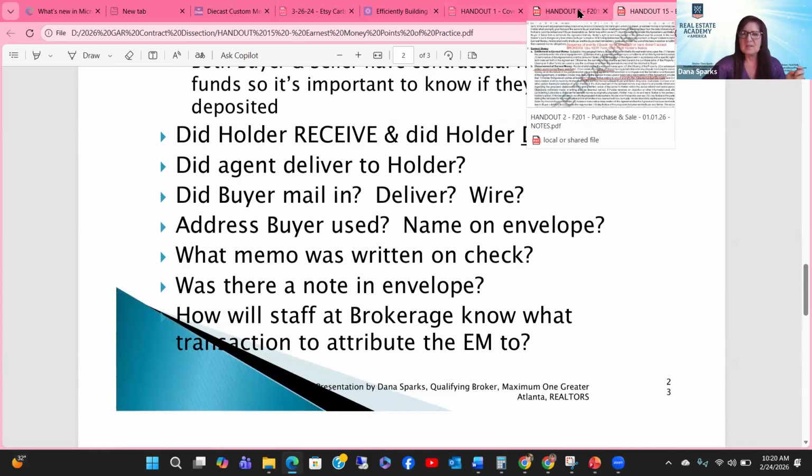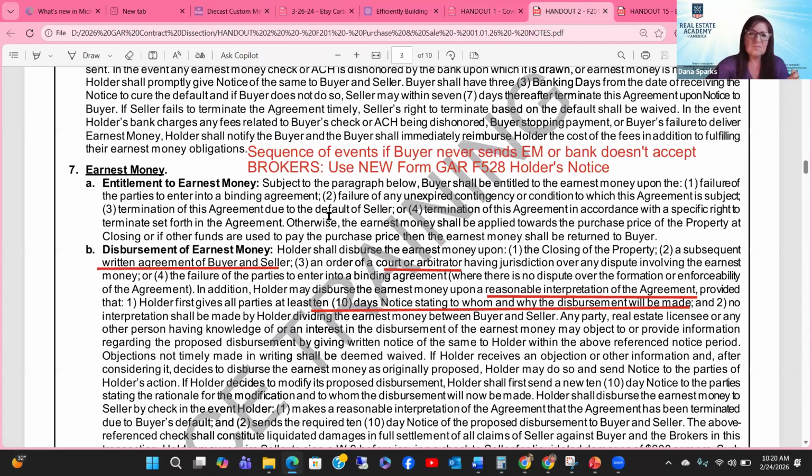And now back to the purchase and sale. Who's entitled to the earnest money? Our purchase and sale agreement tells us that. Basically, all things being wonderful, it gets credited towards the buyer's cash to close at closing. If the parties never go under contract, the buyer's entitled to it back. If it terminates due to the default of the seller, this is when it's entitled.